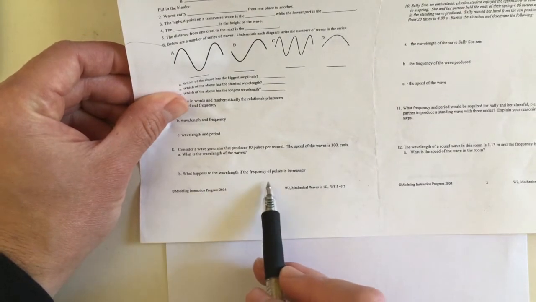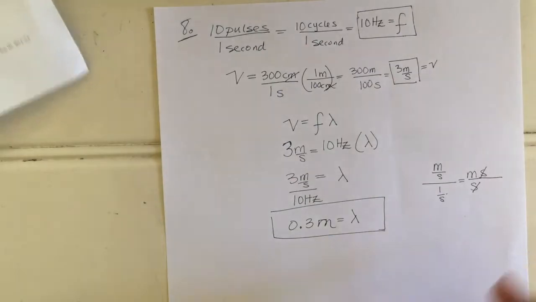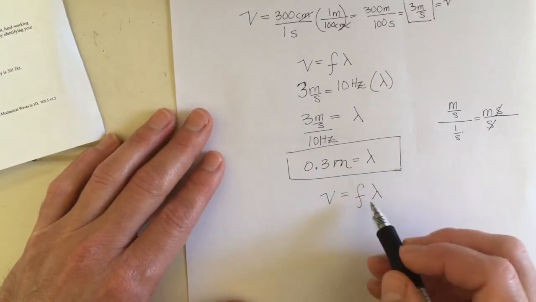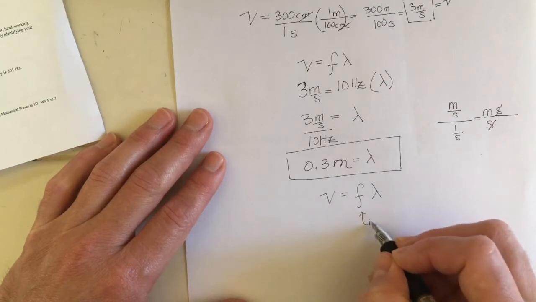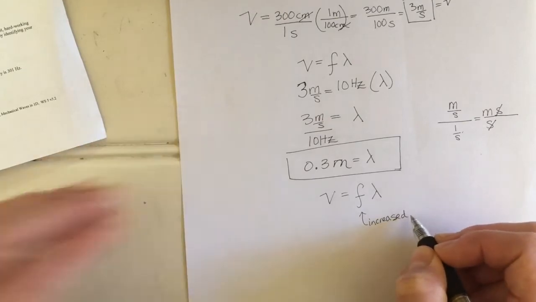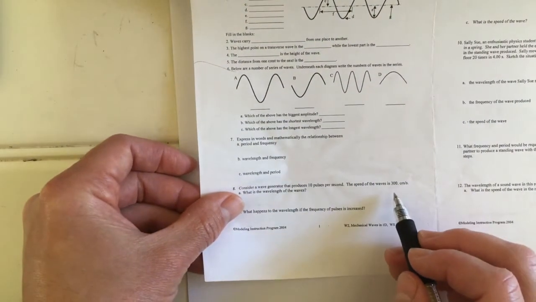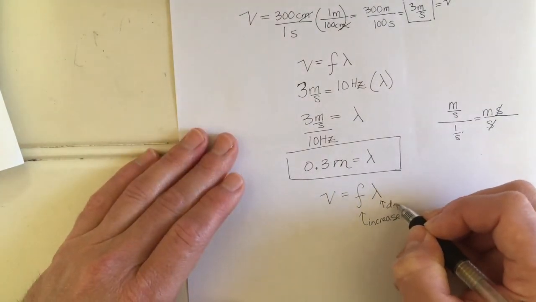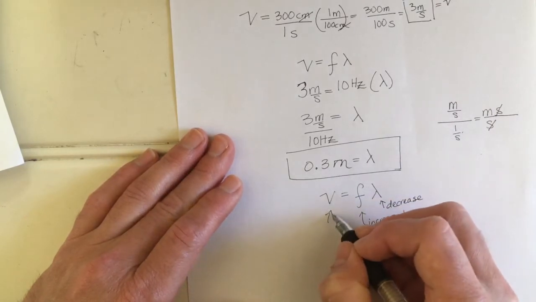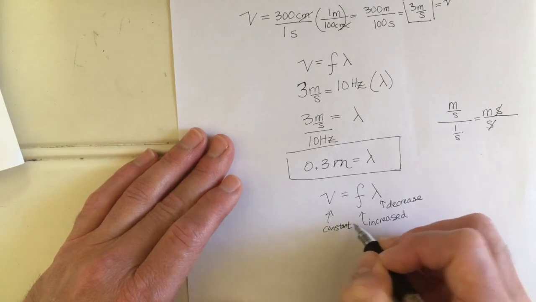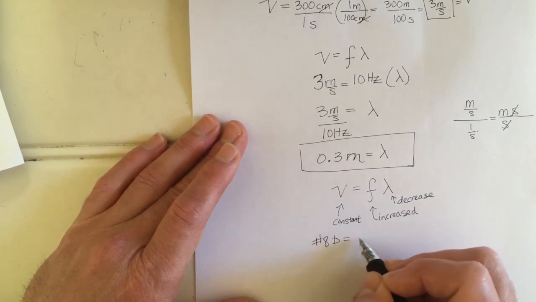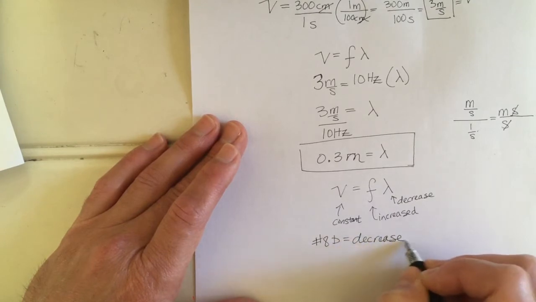And then 8B says, what happens to the wavelength if the frequency of pulses is increased? If F is increased, we said that the speed is going to stay the same, right? That the speed of the waves is 300 centimeters per second, or 3 meters per second. So if we increase the frequency, we will decrease the wavelength, because this is constant. So what happens to the wavelength for 8B? We would say decrease. All right.